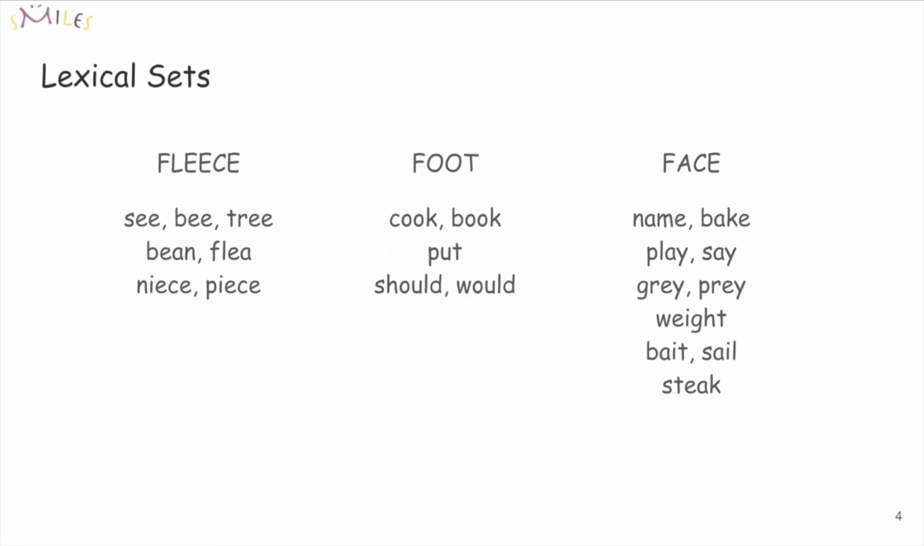For the first set, the keyword fleece exemplifies the long E vowel. The keyword foot exemplifies the short vowel, while the keyword face exemplifies the long A. Each set contains the words in which this vowel is pronounced, regardless of spelling.